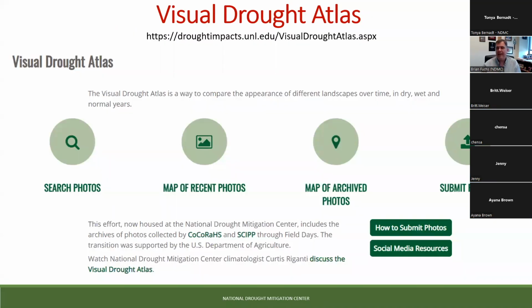The Visual Drought Atlas, again, you can submit photos, and you can go back and search for photos too. So these are set up by state and different years, so you can go and search if you're down in Texas and you're looking at the 2015 or 2016 drought, whether there were any photos in the archive here. And again, photos can really tell a story of just that level of dryness compared to what normal conditions could look like.